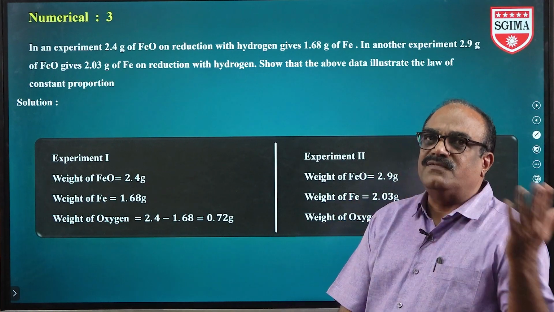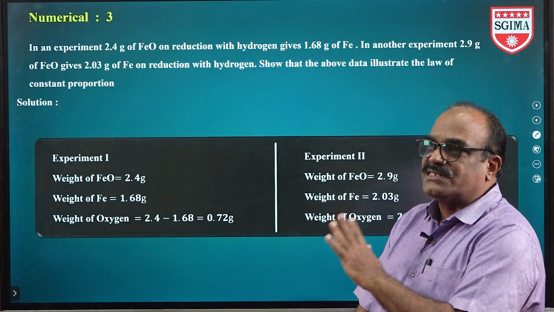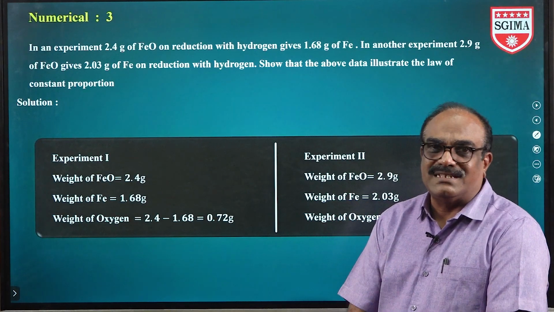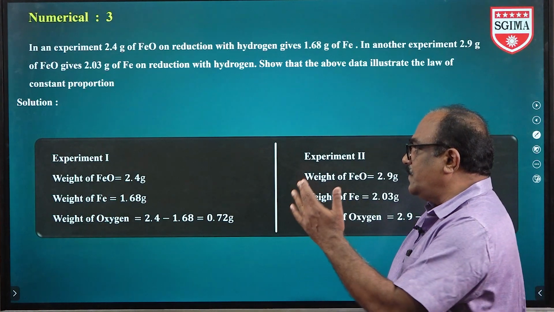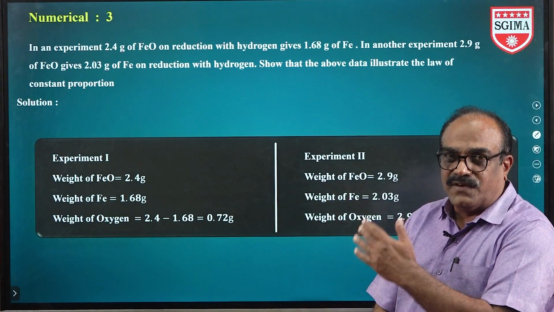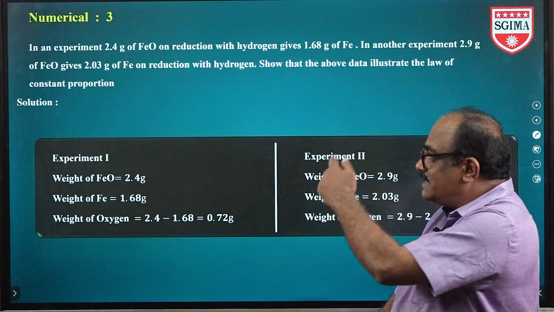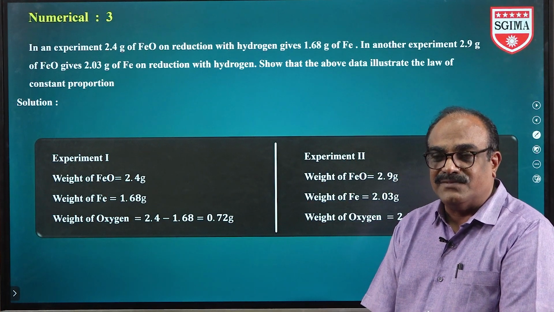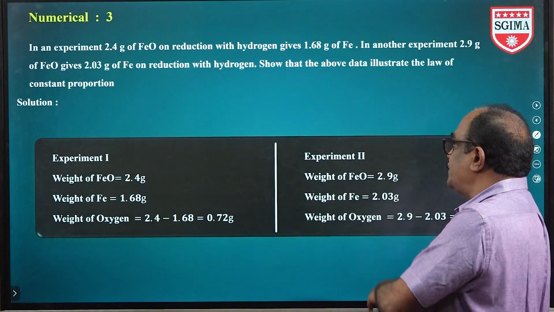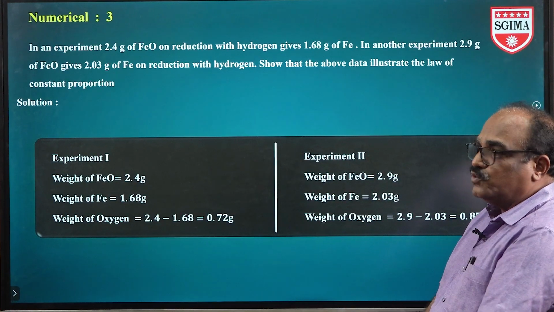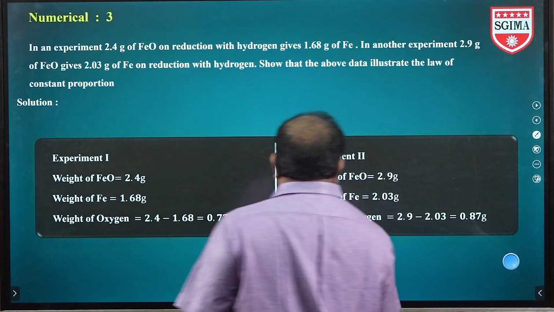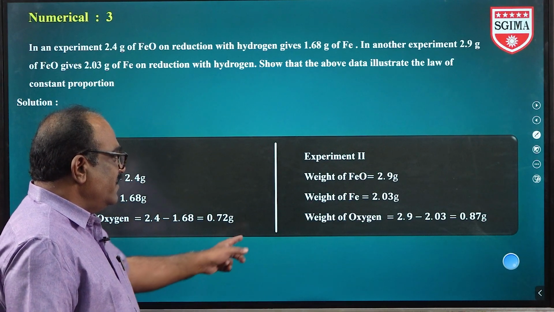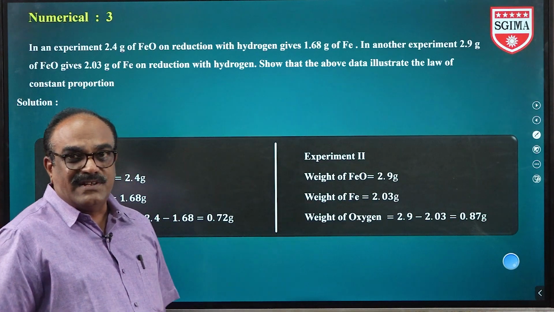Exactly a replica of the previous question. Data given is almost similar. Instead of copper oxide, you are preparing iron oxide in this case. First take the weight of iron oxide and the weight of iron produced there. The difference between these two will give you the weight of oxygen, which will be equal to 0.72 grams. Go to the second experiment. Weight of iron oxide is 2.9 grams and weight of iron will be 2.03 grams. So, the difference will be equal to 0.87 grams.